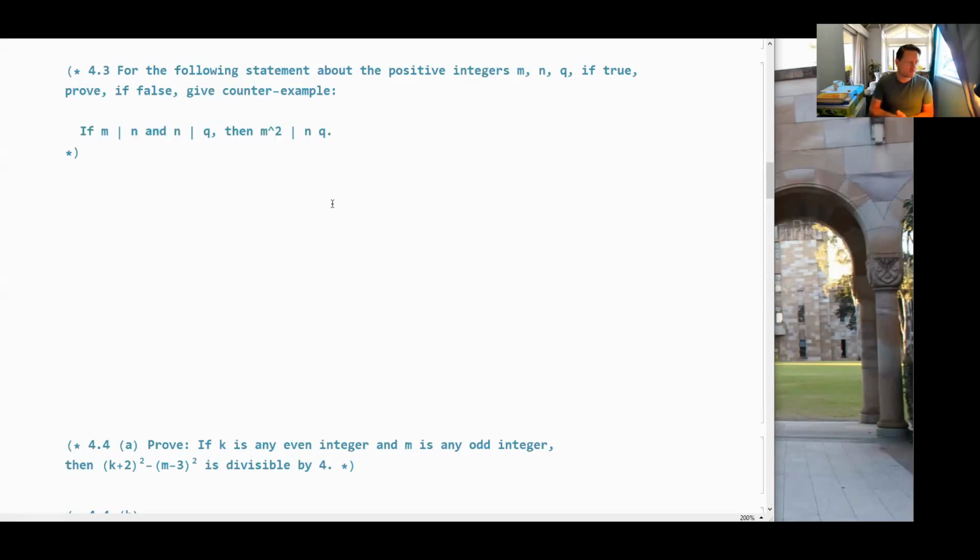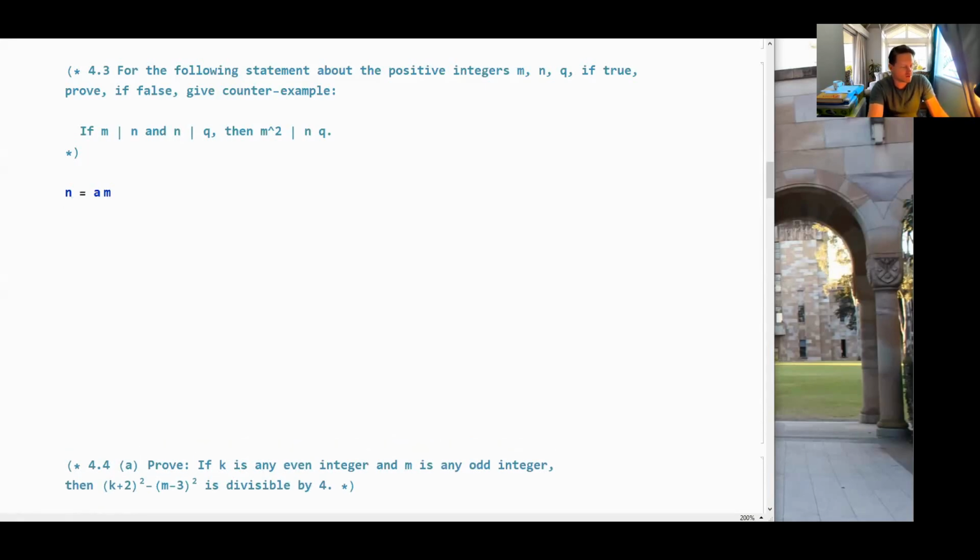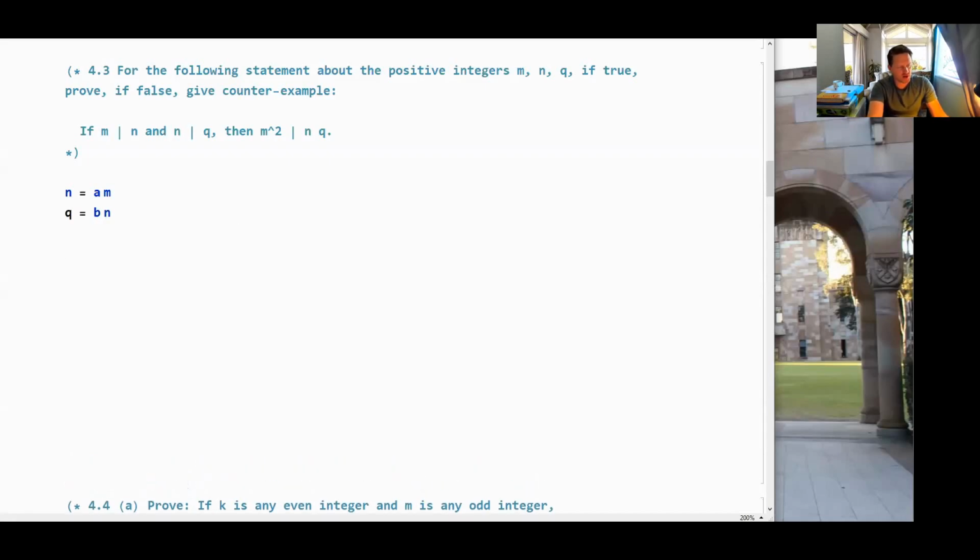So then we're assuming that the premise is true. So given that m divides n, we can write n as, say, a times m, where a is an integer. And then we can also write q as b times n, because n divides q. Okay, and we have to show that m squared divides nq. But to do that, given that we've got an expression for n and q, all we need to do is give an expression for nq.